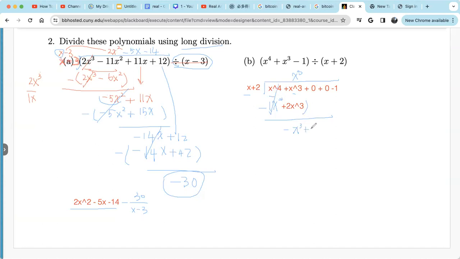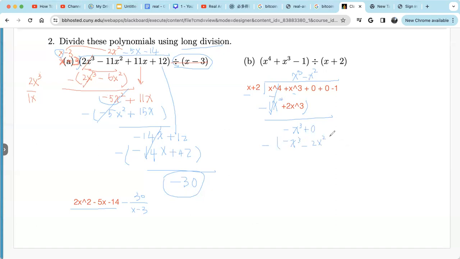What's the next term? Next term, x squared. We don't have x squared, so we put 0 here. Now we use negative x cubed to divide by x. Oh, that's negative x squared. Negative x squared times x, that's negative x cubed. Then we multiply 2 with negative x squared, that's negative 2x squared. Now you see why we need to put 0 there. Because we need to save the spot for the x squared term.